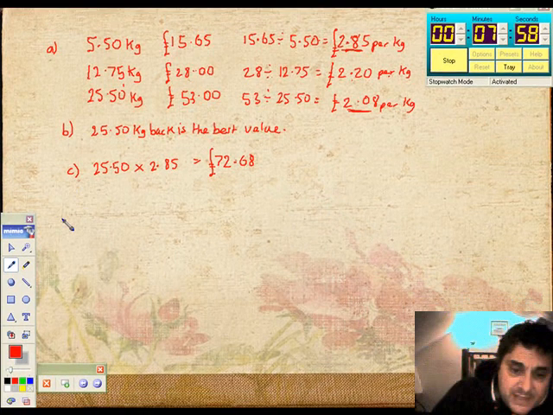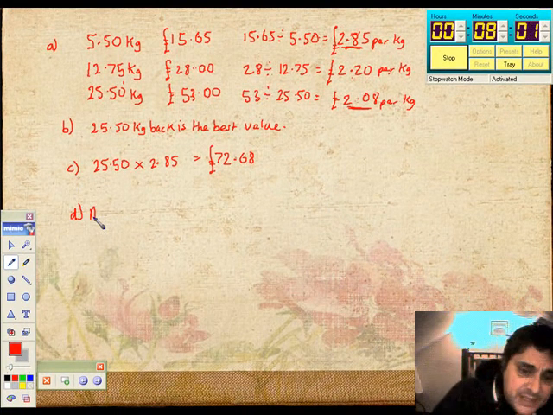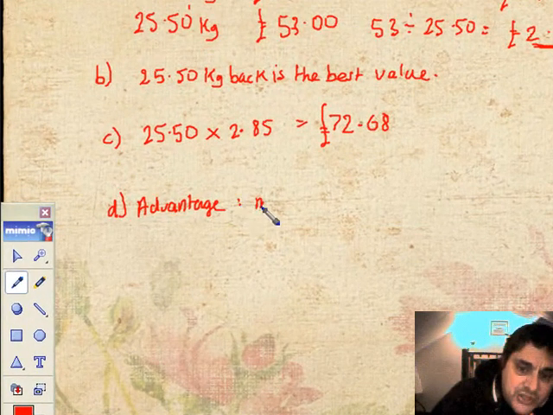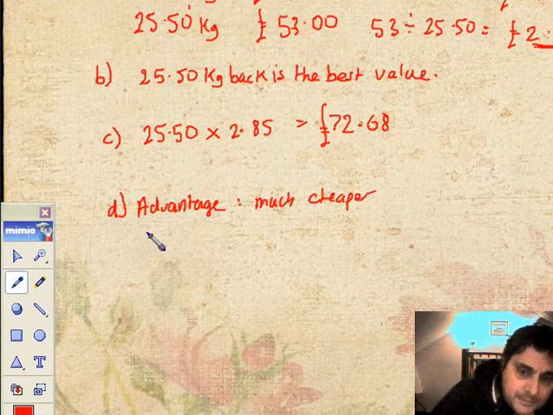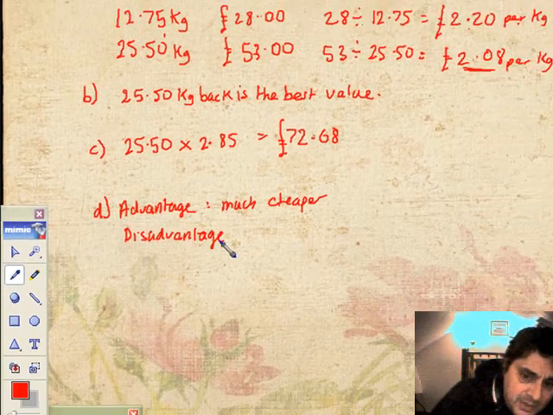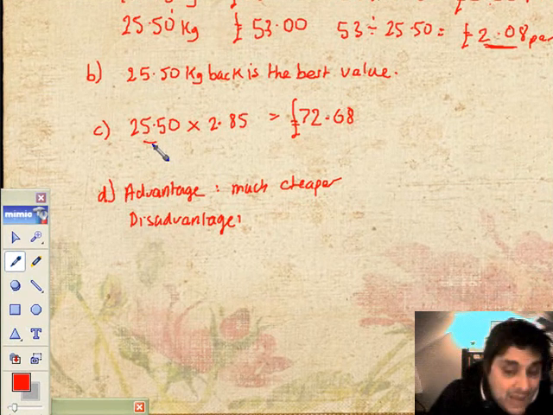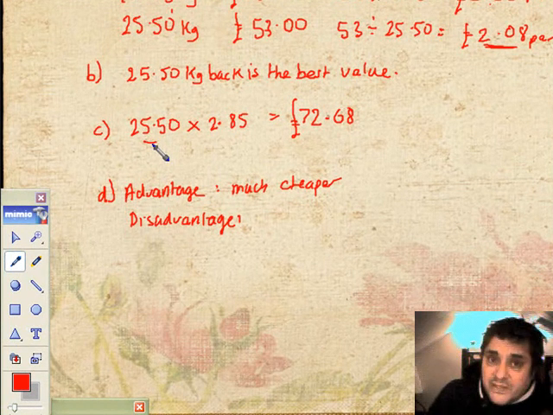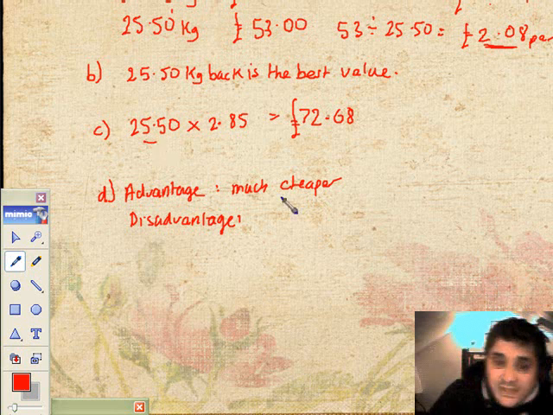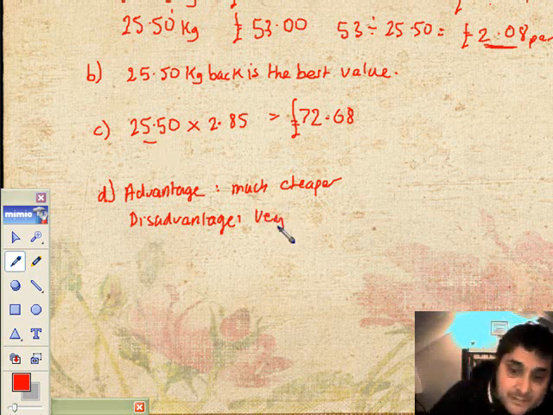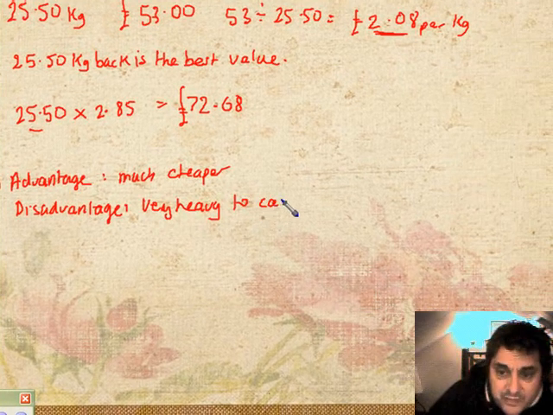Okay, let's get sensible. The advantage, clearly much cheaper. Disadvantage, well, a number of things really. Imagine carrying 25.5 kilograms of birdseed back to your house. Even getting it from the garden centre to your car is going to be an effort. So, very heavy to carry. Now, this is a legitimate answer. It's an everyday problem, so you can give real down-to-earth answers.